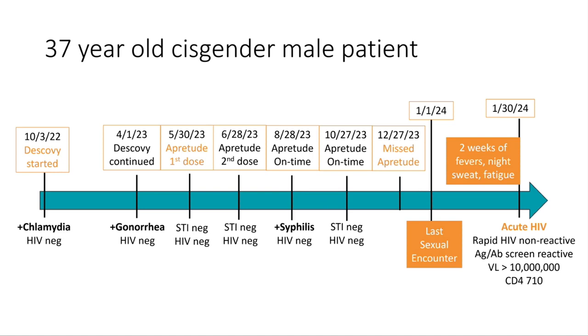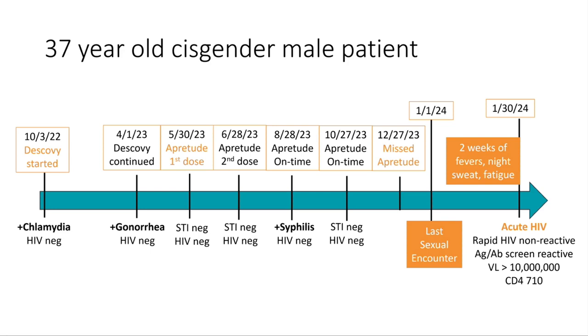He was treated for all of these. He remained on Descovy, but he expressed interest in Apretude. So on May 30th, he started Apretude, which is the brand name for cabotegravir long-acting injectable PrEP. He got the first dose 1 month later, which is the standard schedule to start. He got the second dose, and then every 2 months. That's the standard dosing schedule. You guys have an upcoming lecture on PrEP, so we'll leave it there.